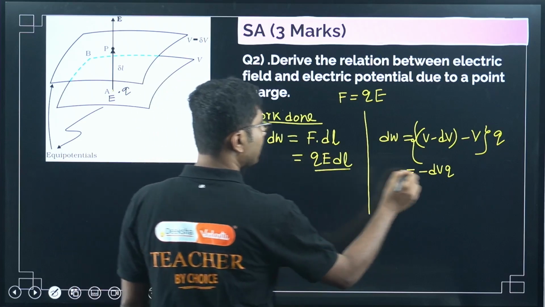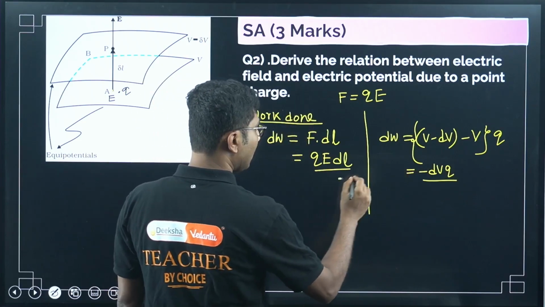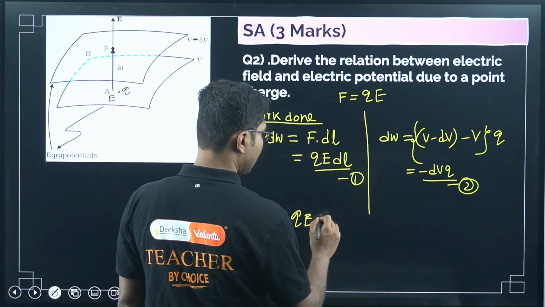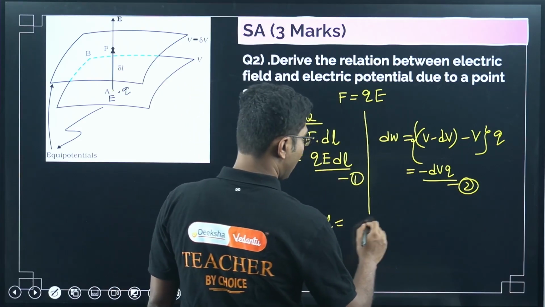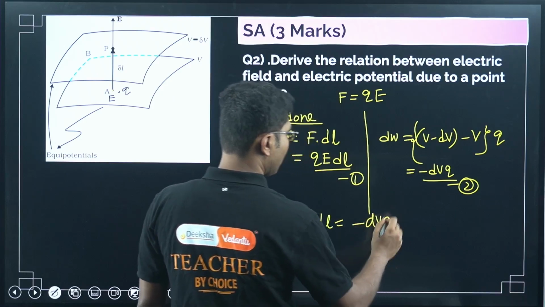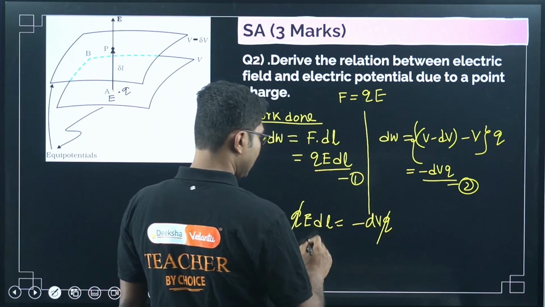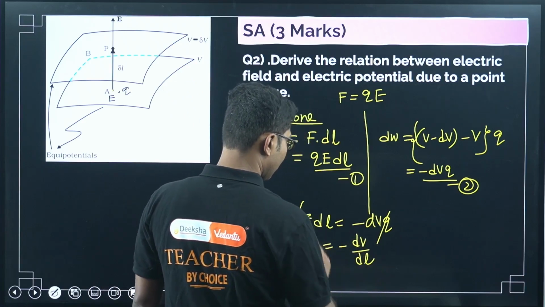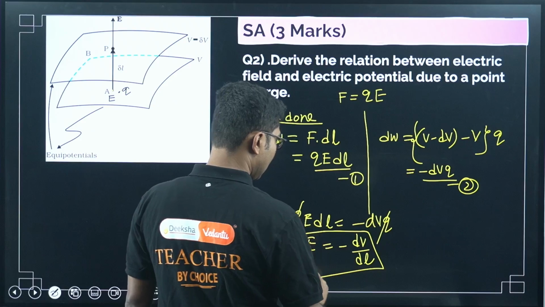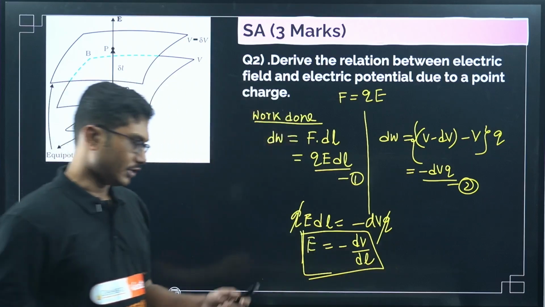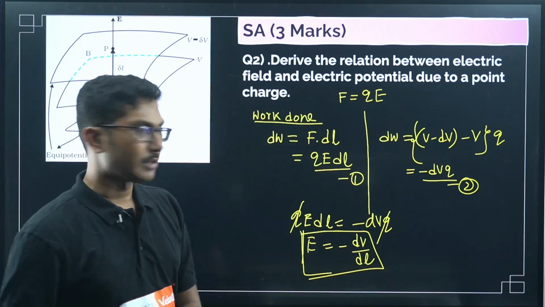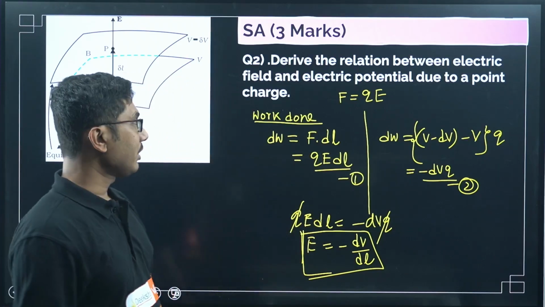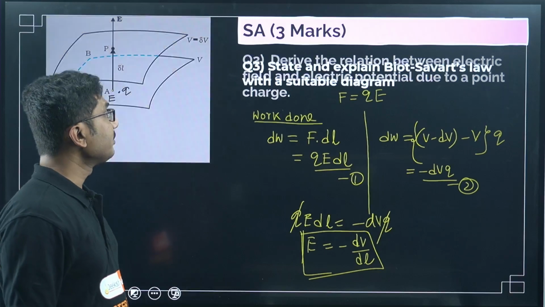Now if you compare these two values, comparing 1 and 2, we write QE dl equals minus dV Q. Now Q cancels. So E equals minus dV by dl. This is the relationship between electric field and electric potential. The negative sign is important. Also, it has to be in one direction. Now, let us move on.